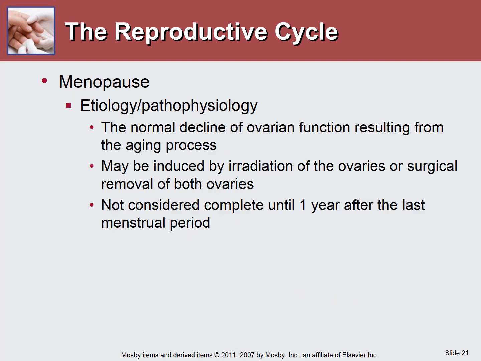Menopause. Menopause is the normal decline of ovarian function resulting from the aging process, right? It may be induced by radiation, shrinking of the ovaries, or surgical removal of both ovaries, right? It's not considered complete until 1 year. So you're not menopausal until you stop having your menses for 1 year.